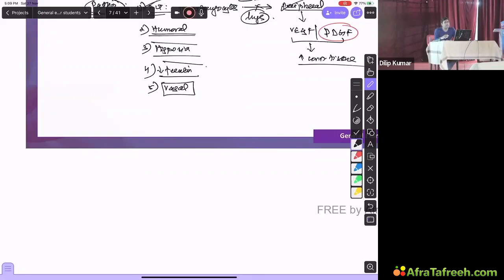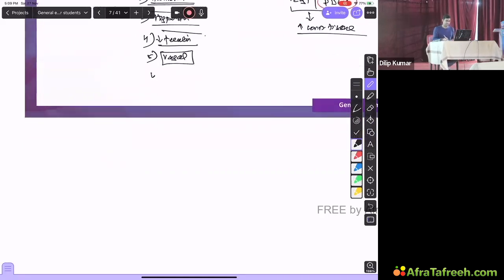And what is the evidence for this? Vagotomy can reduce clubbing. People have experimented with doing vagotomy. After doing vagotomy, clubbing disappears in certain patients. Not all, if at all. So that is another piece of evidence for this hypothesis.